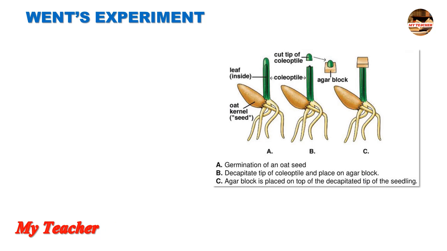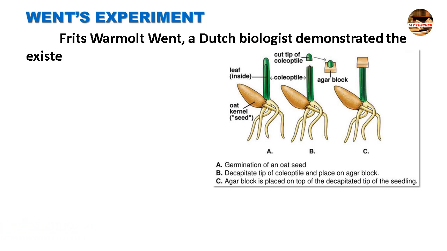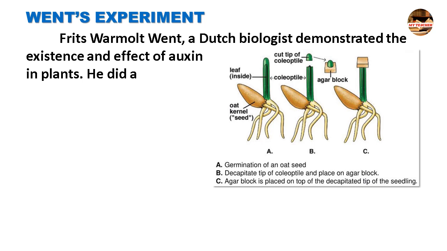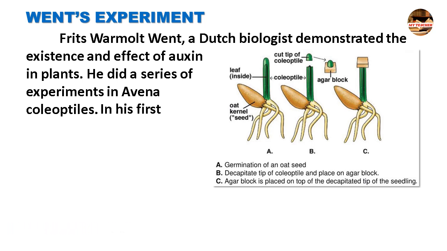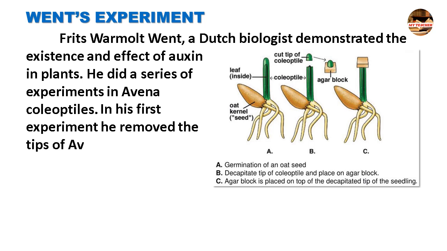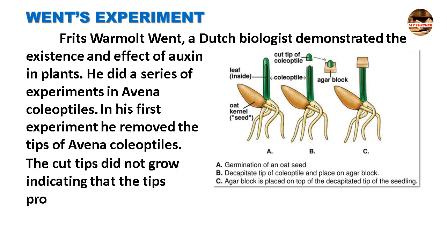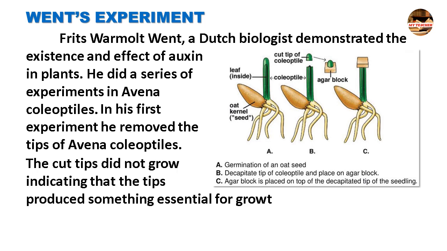Wendt's experiment. Fritz Walmont Wendt, a Dutch biologist, demonstrated the existence and effect of auxin in plants. He did a series of experiments in Avena coleoptiles. In his first experiment, he removed the tips of Avena coleoptiles. The cut tips did not grow, indicating that the tips produced something essential for growth.